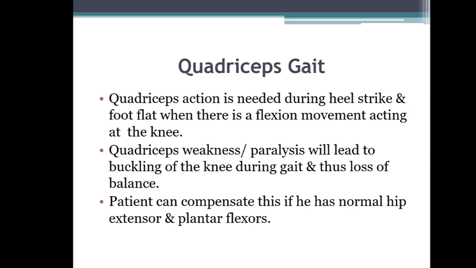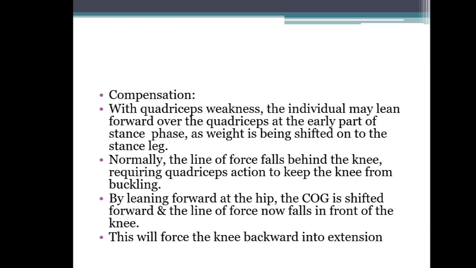So the patient compensates for this if he or she has normal hip extensors and plantar flexors. With compensation for quadriceps weakness, the individual leans forward in the early stance phase. Normally the line of force is behind the knee, which requires quadriceps action to prevent the knee from buckling. So by leaning forward at the hip, the COG is shifted forward, and now the line of force falls in front of the knee, so it leads to the knee going backward into extension.